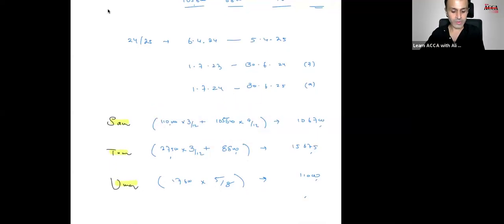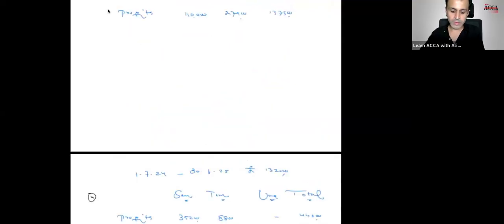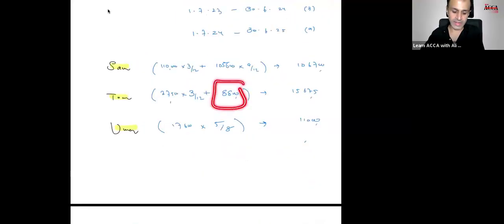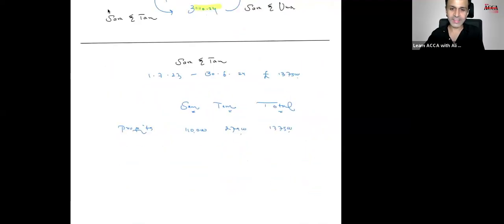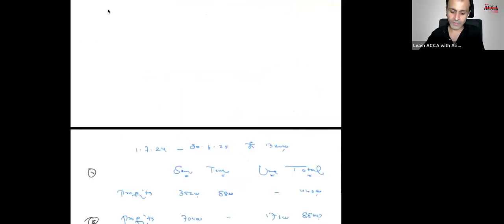For Tam, I was supposed to take 3 months out of it, and this 4 months of profit was fully taken. Simply 8800 was taken, because the idea was to record the profit of the full 4 months. Uma did not exist in the last year, so there is no point in taking any amount of profit from that side for Uma. Uma will have to take the profit out of this balance.